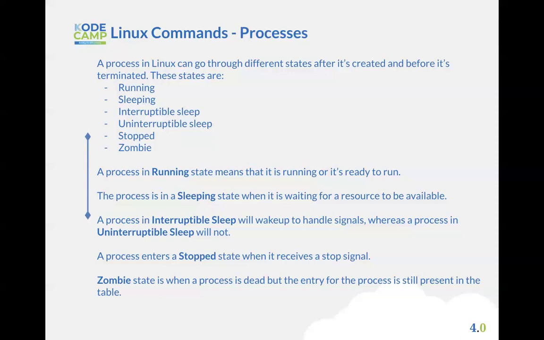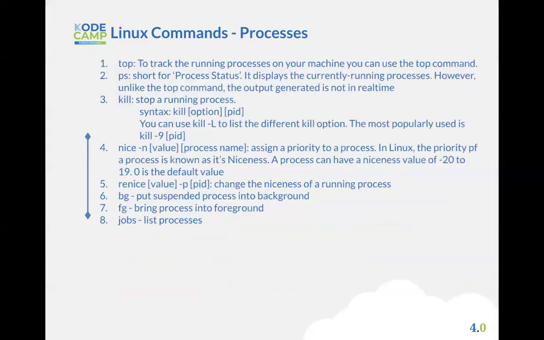For all these processes, we have various commands that we can use in Linux to handle them. We have the top command that you can use on your Linux machine to see all the running processes on your machine in real time. This is different from the ps command, which is the process status command, which gives you the processes on the system, but doesn't give you that in real time. The ps command has various options that you can use with it to see different values of the processes that are running.